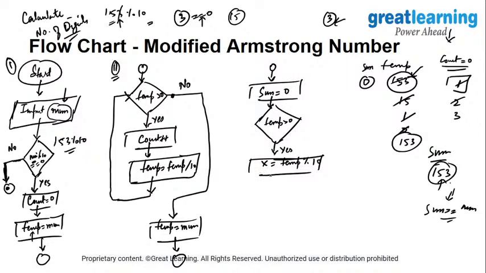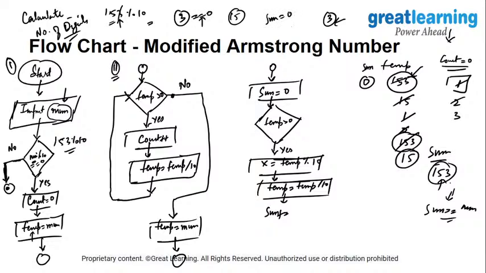Now the next step will be reducing our temp, that is temp divided by 10, right? This is the next step that we will do. So now our temp will be 15. This is obvious, right? Now we will just update our sum. We will do sum plus, that means every time we find a value, we are going to add it to our sum.